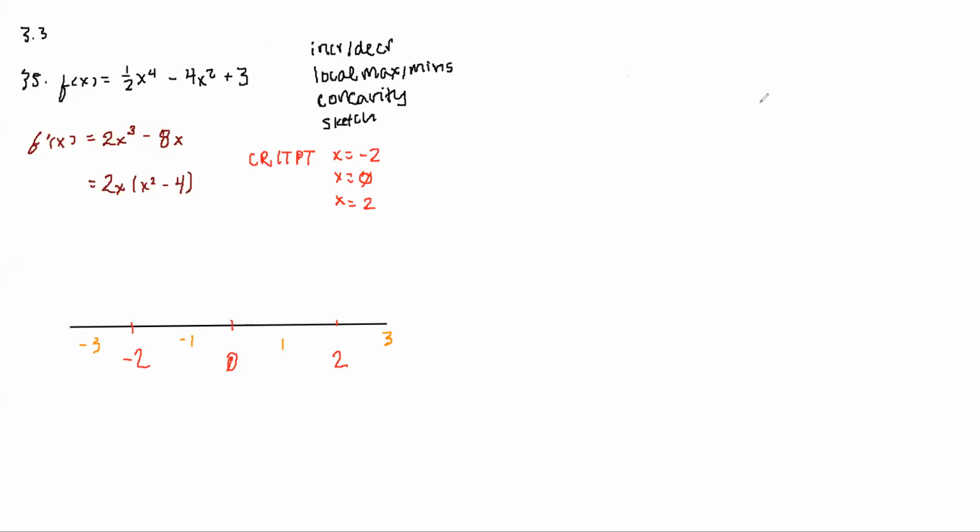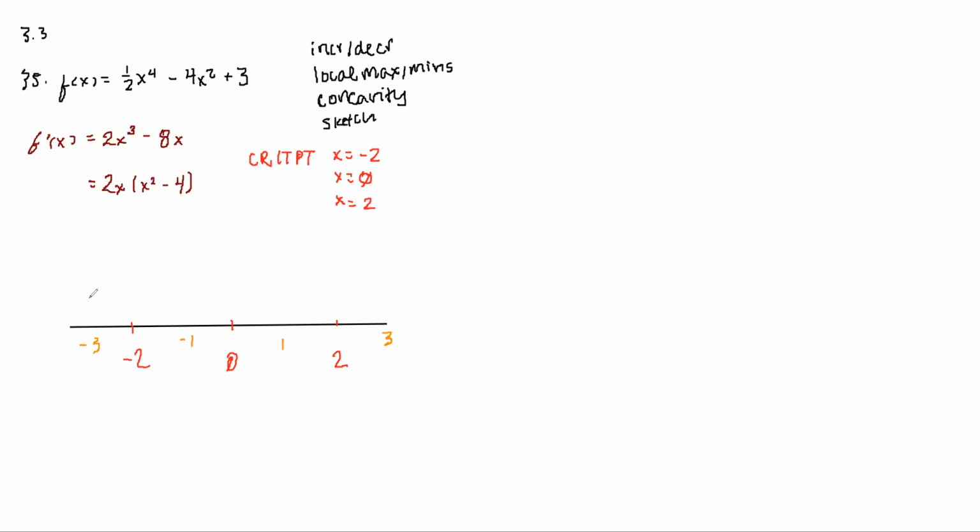And if we want to see how it's changing, if it's increasing or decreasing, for instance, what are we going to use? F prime of x, exactly. So this number line we're working with right now, the red and orange, is going to be our critical point number line. And we want to see how it's changing around these critical points.